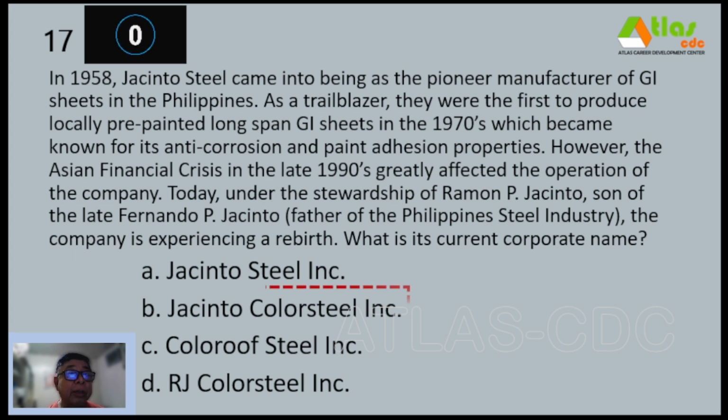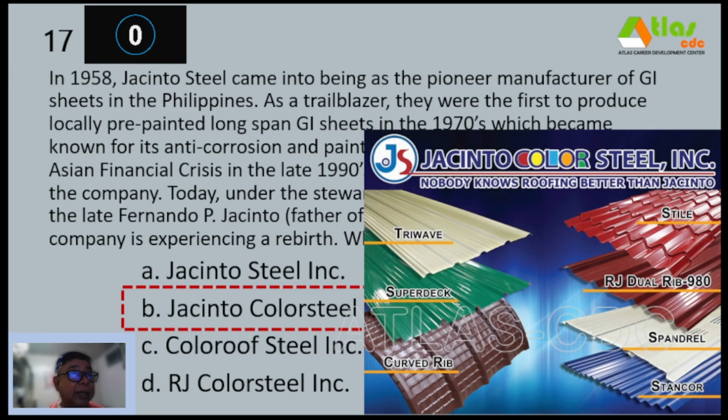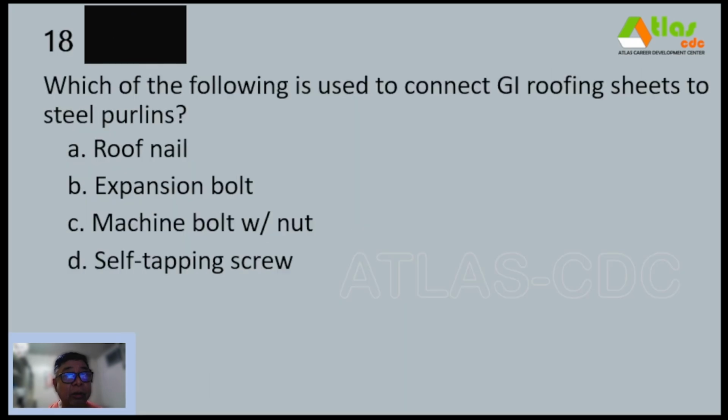And our correct answer is letter B, Jacinto Color Steel Incorporated. So ito, ang tagline nila, nobody knows roofing better than Jacinto. So ito yung mga familiar na mga roofing styles nila, Tri-Wave, Super Deck, Curve Rib Style, RJ Dual Rib 980, the Spandrel, and the Stancor.